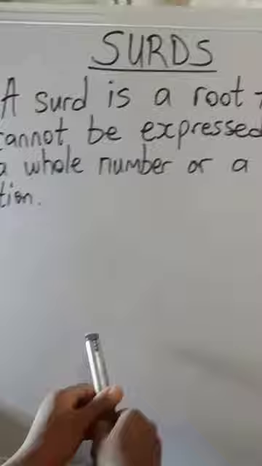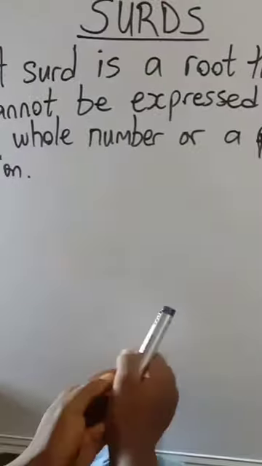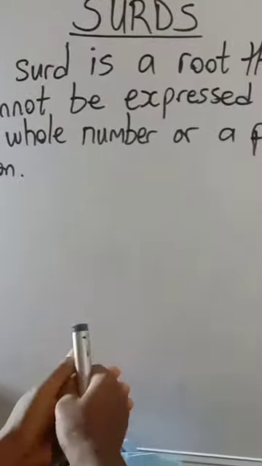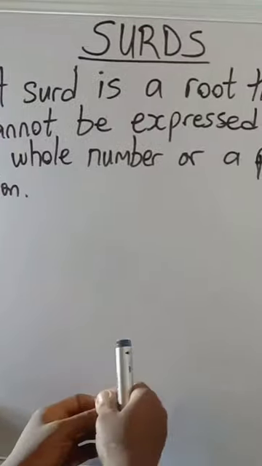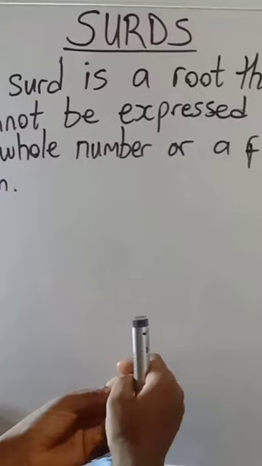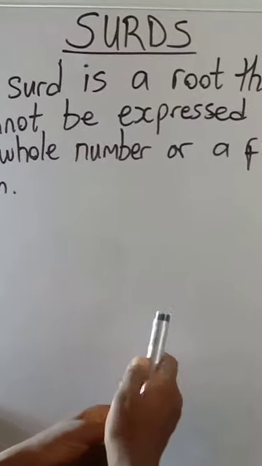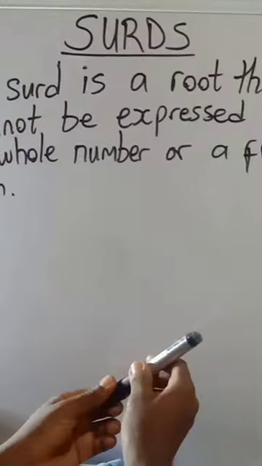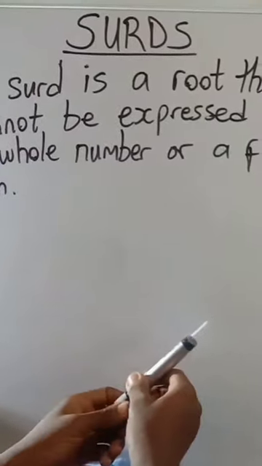We're talking about SURDS, right? SURDS in mathematics. And the definition is: a SURD is a root that cannot be expressed as a whole number or a fraction. Alright? I'll say it again. A SURD is a root that cannot be expressed as a whole number or a fraction.